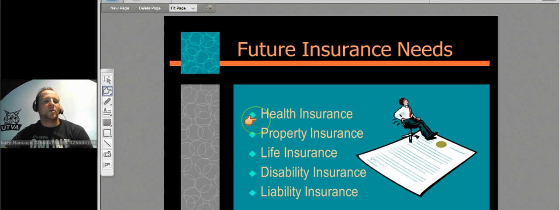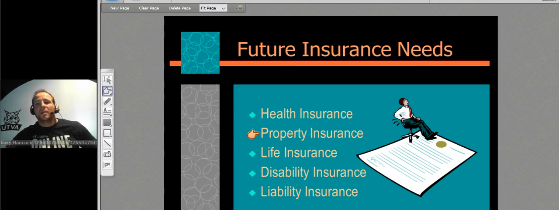Okay, so future insurance needs. This is something you want to think about when you're thinking about the cost of living outside. Health insurance, how much does that cost? It's expensive. There was a time when work wasn't supplementing my income and I had to pay like $700 a month just for health insurance. So that is expensive.